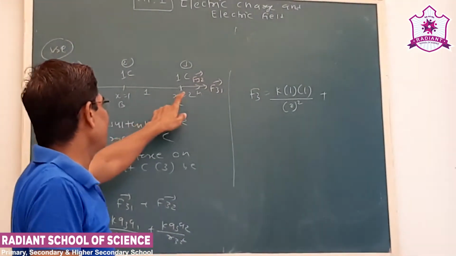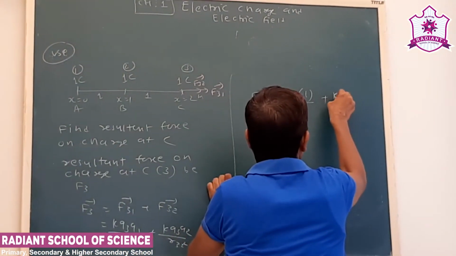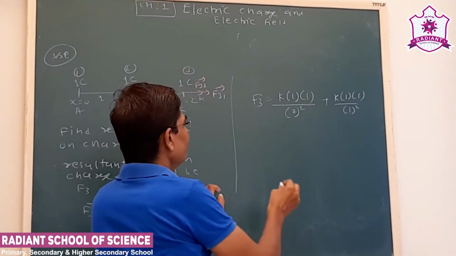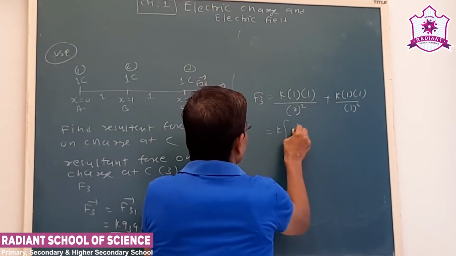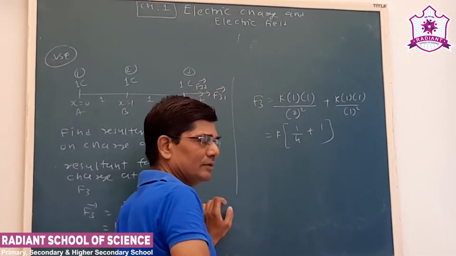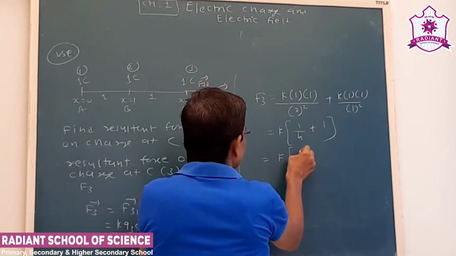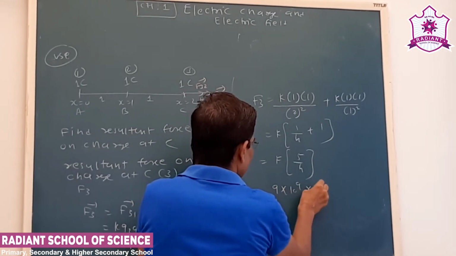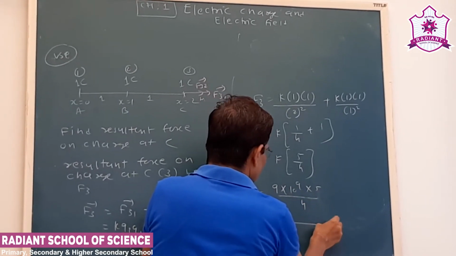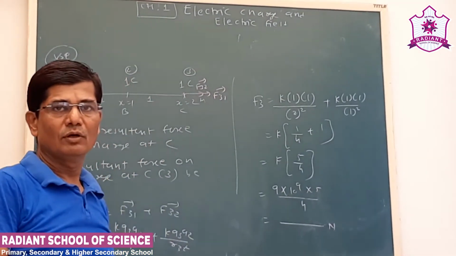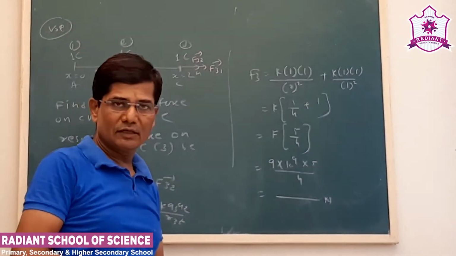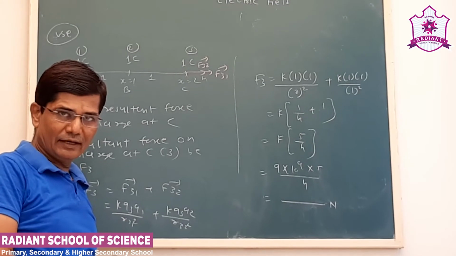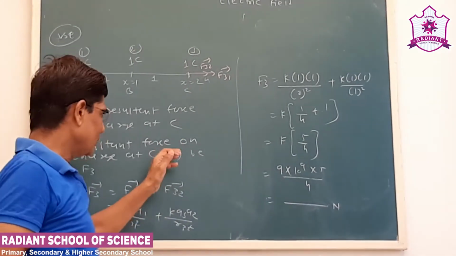Similarly, the force between 3 and 2, we can write K 1 into 1. Here K is common, so it is 1 by 4 plus 1. So K will be 5 by 4, where K is 9 into 10 to the 9. This is how we can find the resultant force on charge X. You can have as many conditions like this.